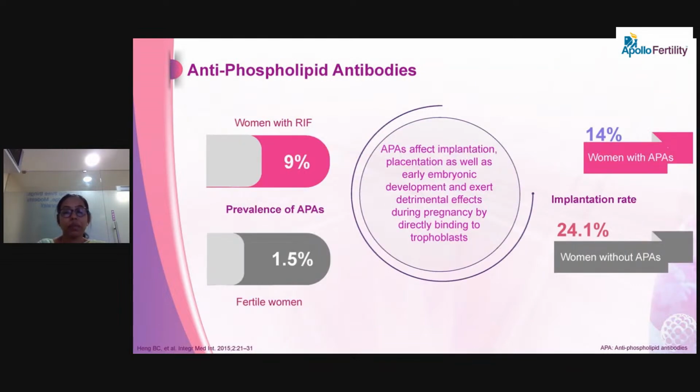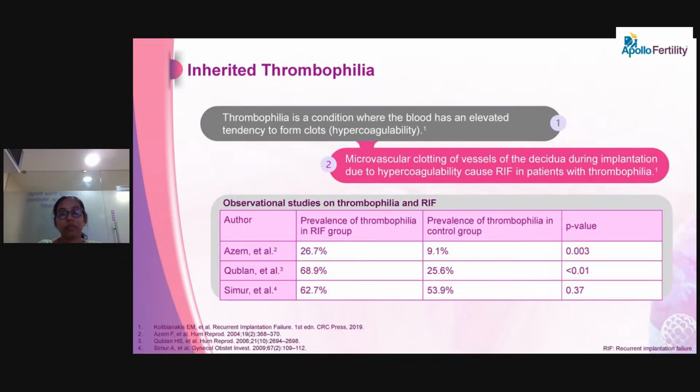So, antiphospholipid antibodies affect implantation, placentation, as well as early embryonic development and growth. And it has detrimental effects during pregnancy as well by directly binding to the trophoblastic cells.